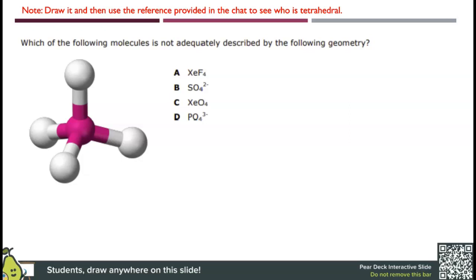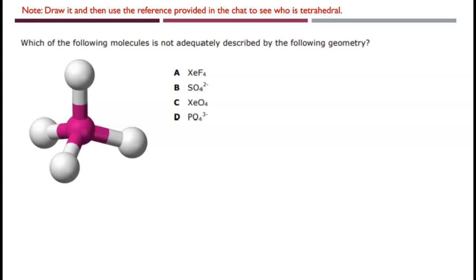Next one, which of the following molecules is not adequately described by the following geometry? So you do need to draw them out again. And then, well, I'll help you draw them out. It's okay, because it takes a while to draw them all out. So I'll draw them kind of fast.